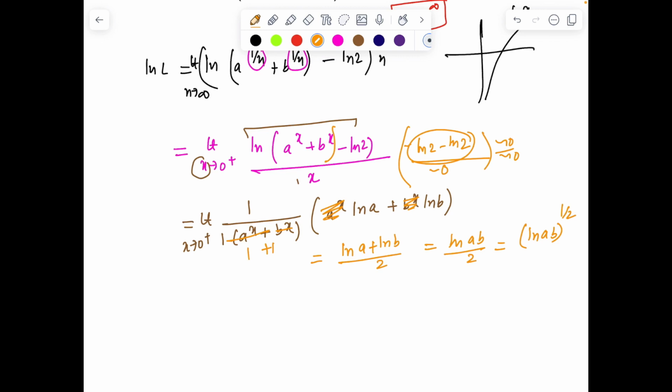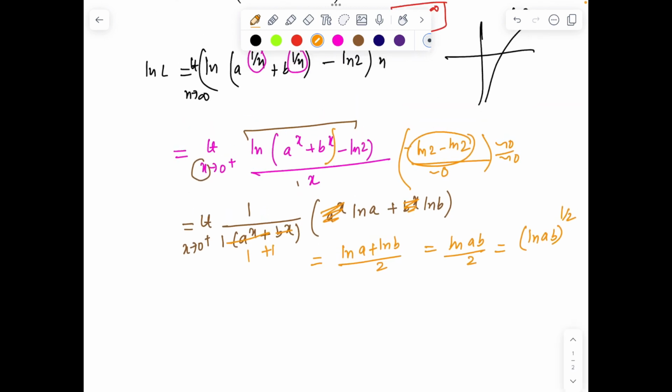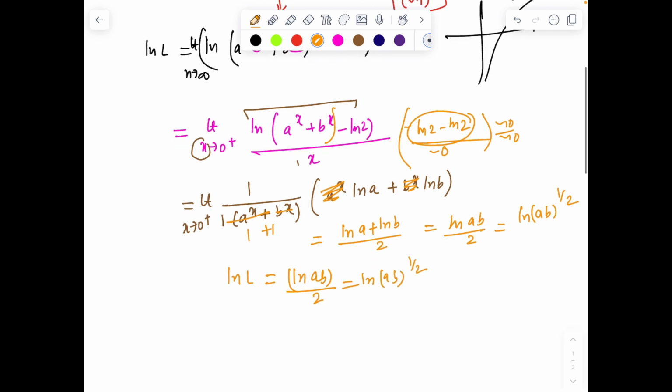Right? And we are left with an interesting idea. So finally we got ln L equals ln ab over 2. Sorry, we can put this on this head, so it's ln ab to the power half. Right? And by comparison, the limit L becomes root ab.